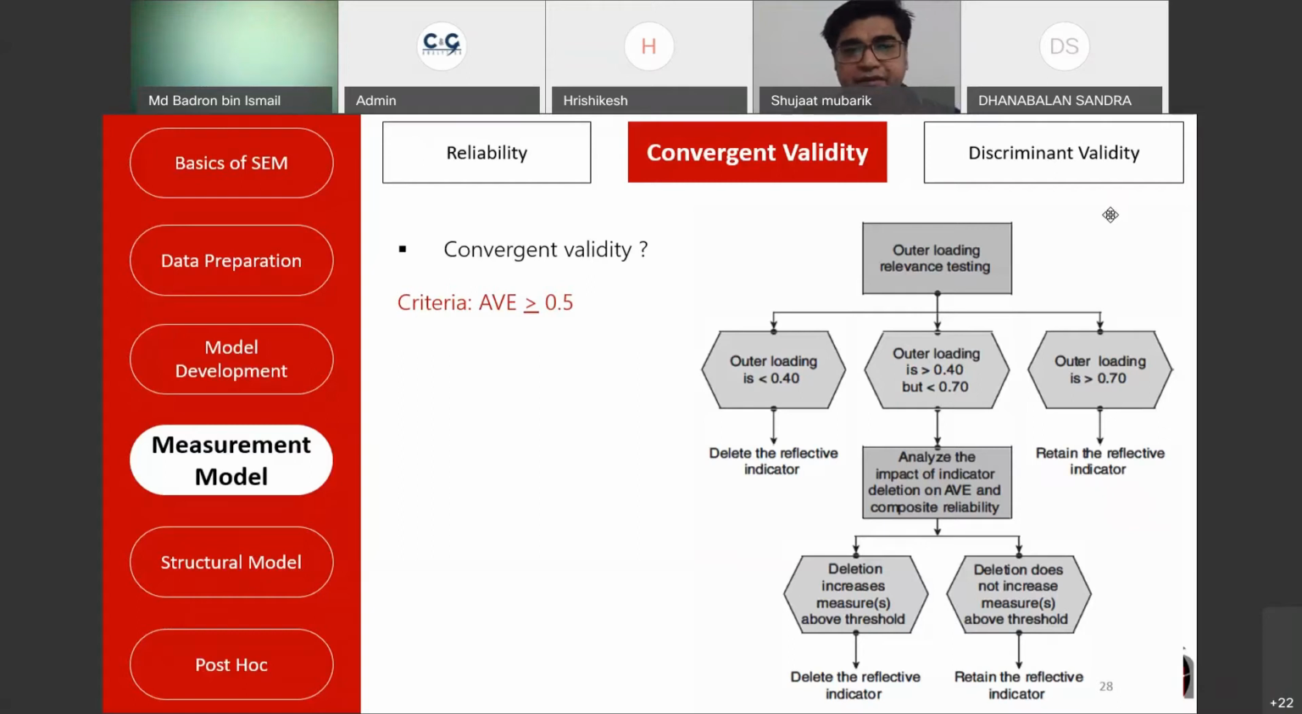So average variance extracted, this 0.5 value, is showing that at least 50% of the variance in the construct is being explained by all of the items together. So that's what we call AVE. If the AVE value is greater than or equal to 0.50, our construct has convergent validity, and this has to be done for every construct.